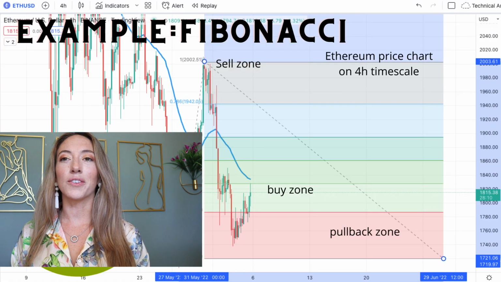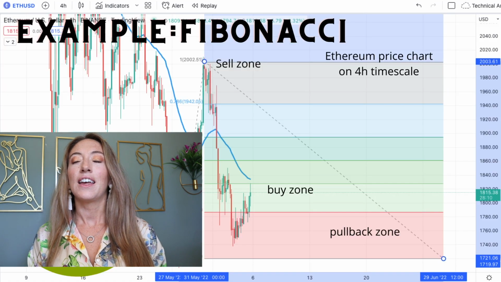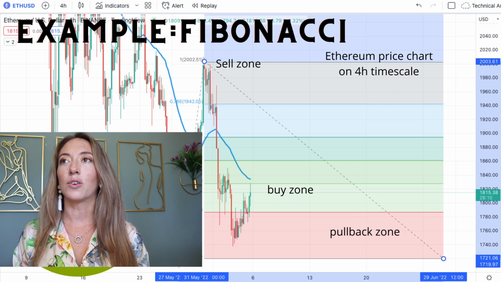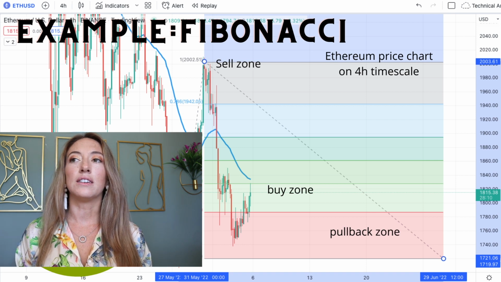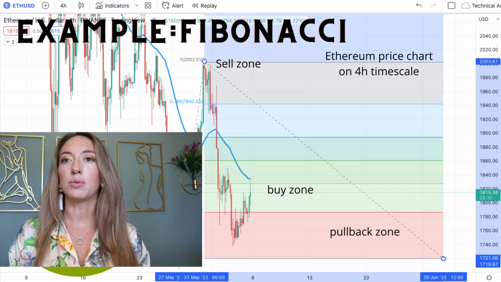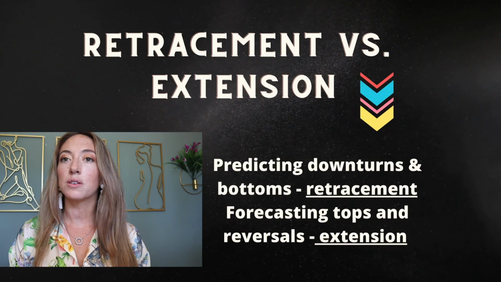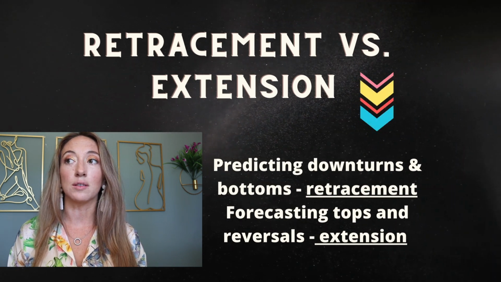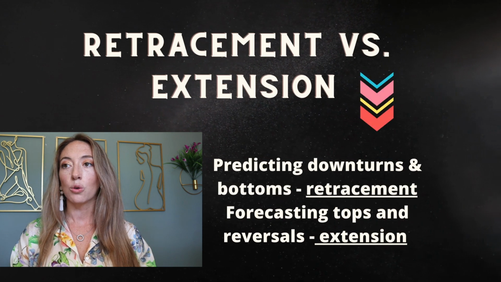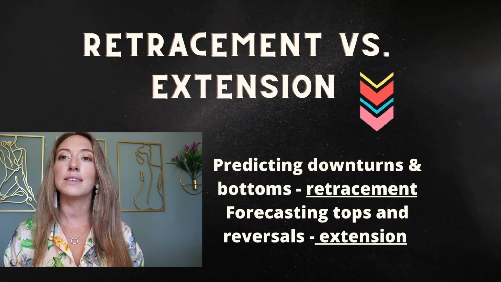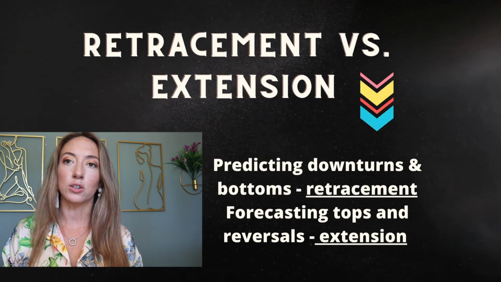In the example on this slide with ETH, we can see that we've reached a sell zone, and we can identify on the 4-hour time scale the buy zone, the pullback zone, and where we think the price could be headed. The difference between retracement versus extension is very basic. It's either predicting downturns and bottoms, this is retracement, or forecasting tops and reversals, and that is an extension. Basically, it depends on which direction you're trading the market.